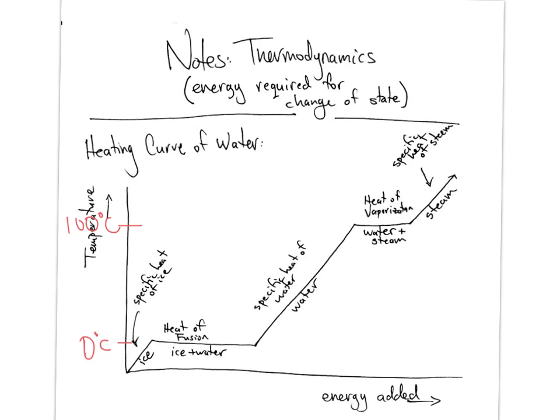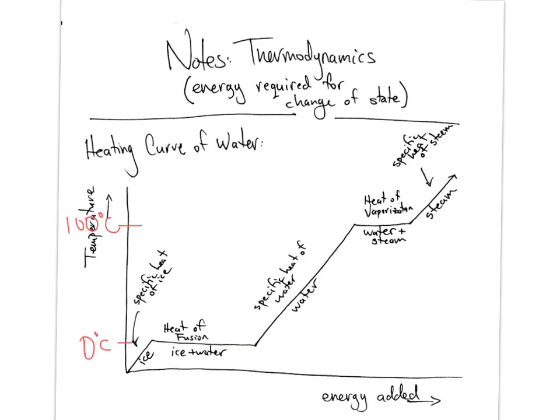And what happens is ice can be colder than 0 degrees. So we would have really cold ice, and as we applied heat, as energy is added, the ice would heat up and heat up until it got to 0 degrees Celsius.